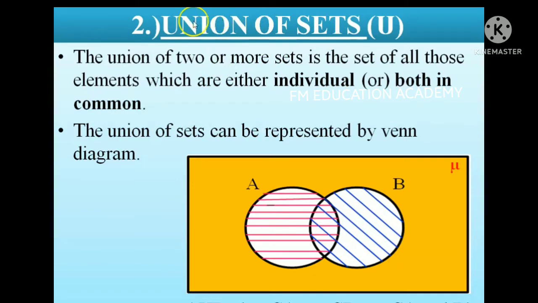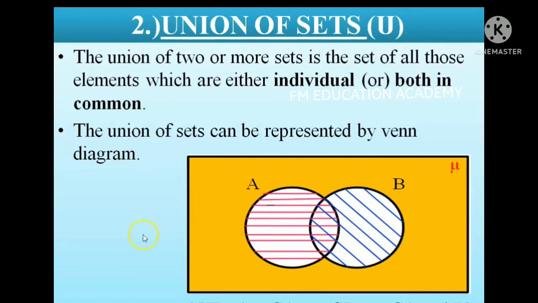So union means combining two things. Okay, in general, if we see the English meaning, and this union is represented by U. But in sets, the union of two sets means it is a set of all those elements which are either individual or both in common. If you see here, for example, as I said, this Venn diagram is represented by a rectangle, and then here we have two circles. So this rectangle is nothing but mu. That is, it is consisting of all the elements.